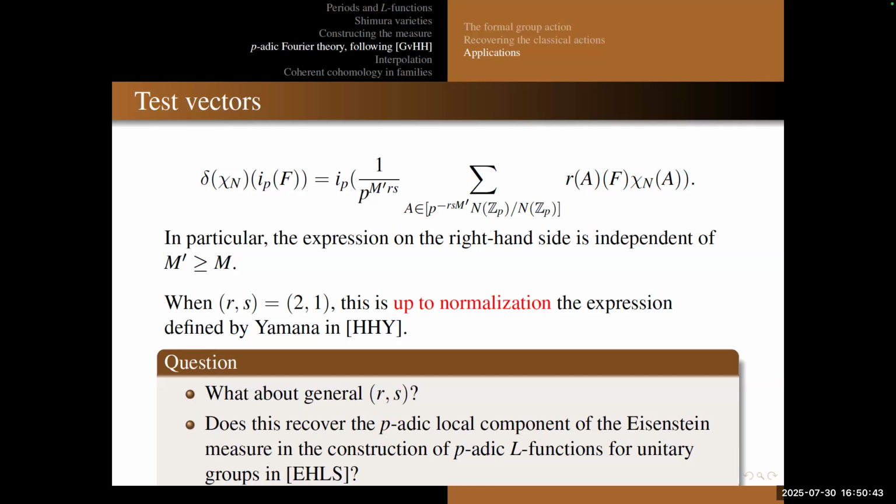You really want to separate this into the purely local construction. And the good news is that with this formula, in the case of U(2,1), Yamana was able to calculate the Euler factor that you have with this particular choice.